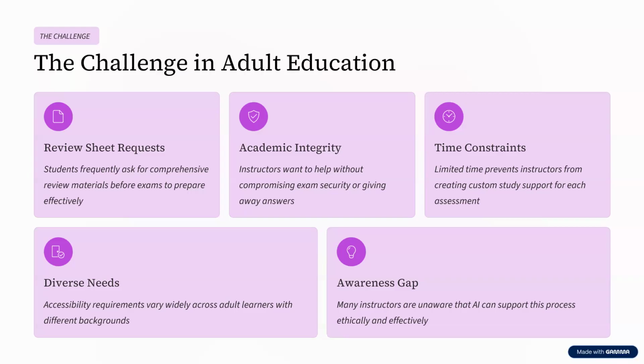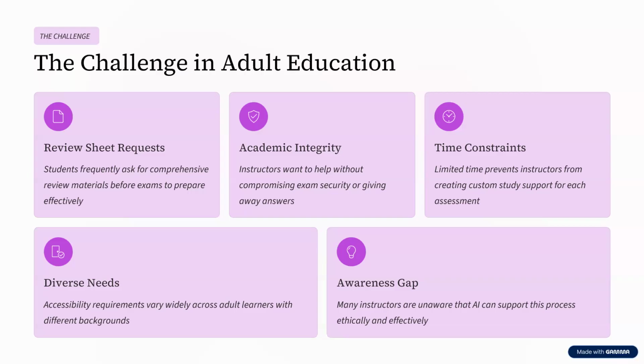We also need to make sure that we're meeting diverse needs. Accessibility requirements vary widely across adult learners with different backgrounds. So when we are creating tests, exams, review sheets, we want to make sure that we're meeting those diverse needs. And unfortunately, sometimes that doesn't happen because of the time constraints. Awareness gap. Let's talk about that. Many instructors are unaware that AI can support this process ethically and effectively.